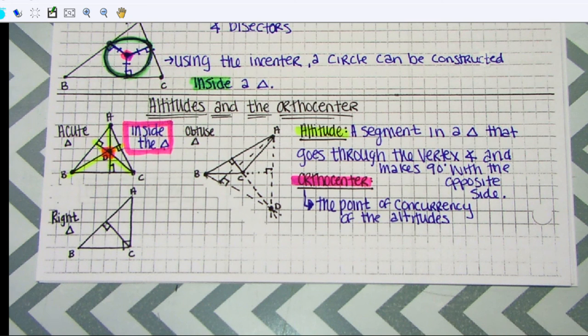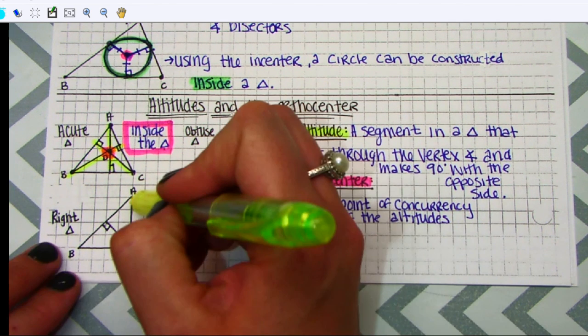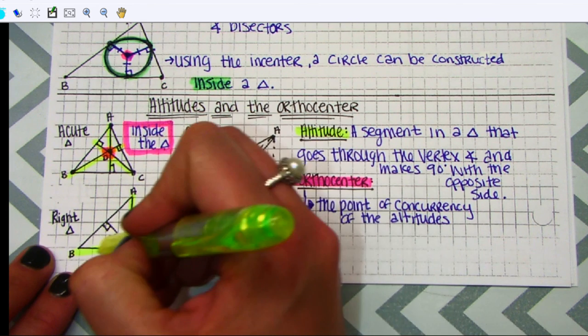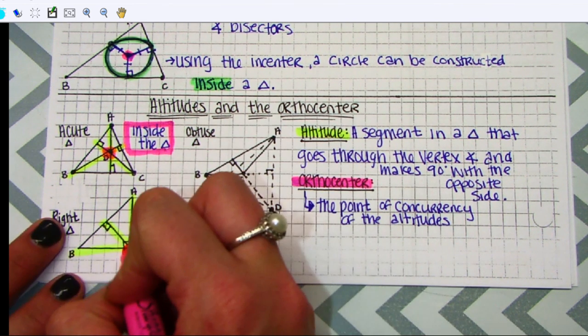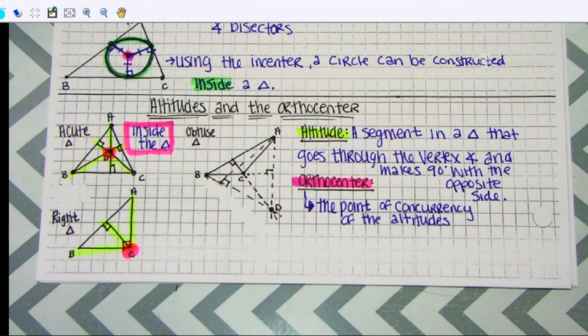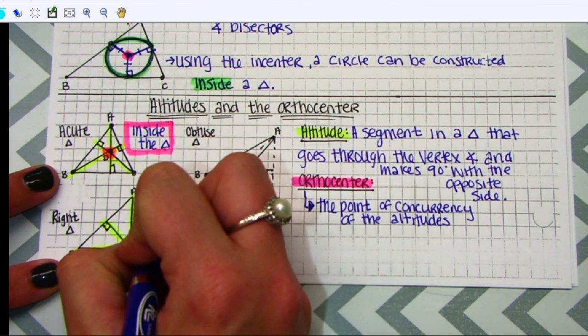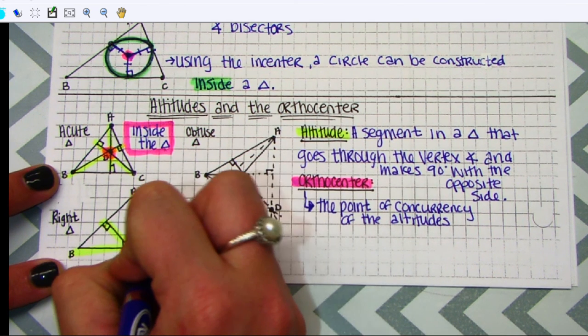Now on a right triangle, the altitudes actually cross at the 90-degree angle of a right triangle. So in this picture, AC, BC, and this segment actually cross at point C. Point C is where the orthocenter is if the triangle is right. So if it's a right triangle, it's on the 90-degree angle.